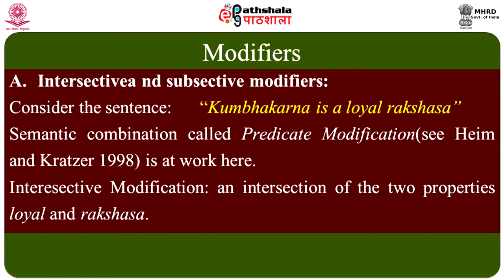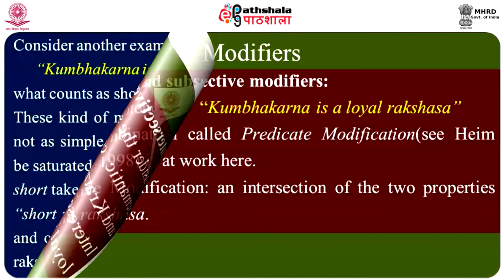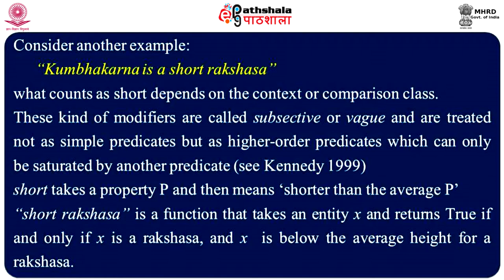The precise technical implementation of this rule is beyond the scope of this module, but it derives the truth conditions that Kumbhakarna is a loyal Rakshasa if and only if Kumbhakarna is loyal and Kumbhakarna is a Rakshasa, basically an intersection of the two properties loyal and Rakshasa. But not all modification is intersective.